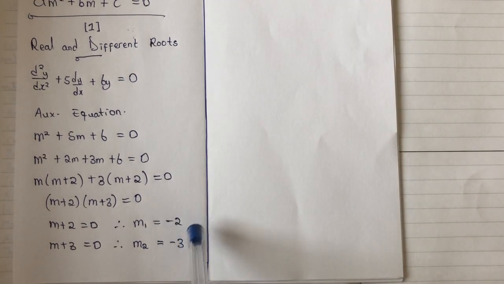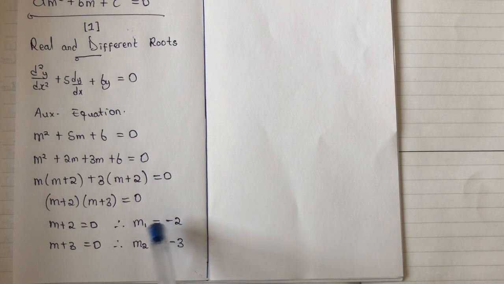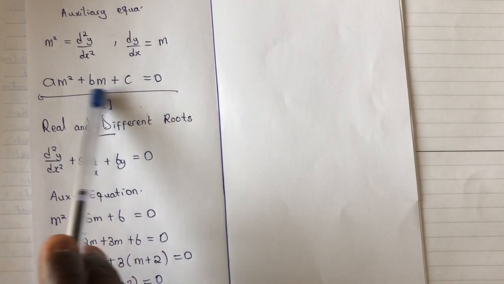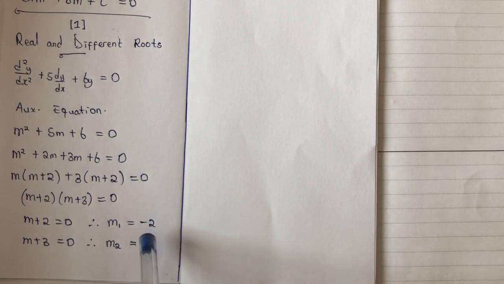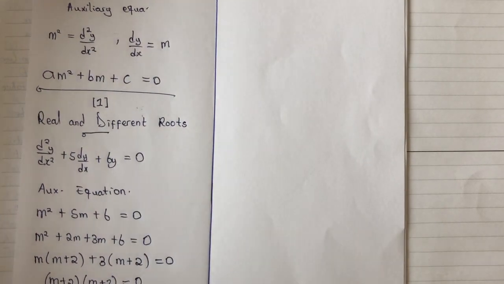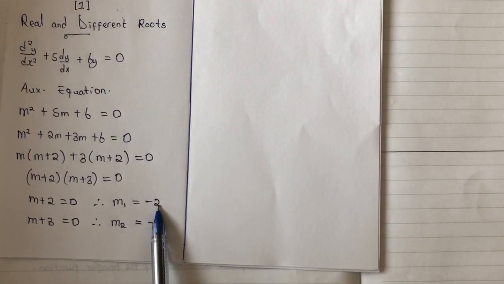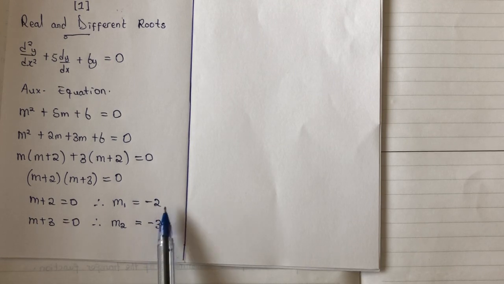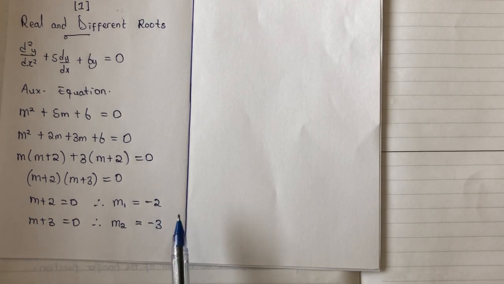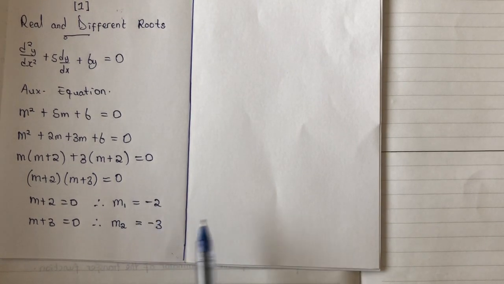Now, when we look at this, these two values are the roots of what? The auxiliary equation. They are two different values, but they are real. So that means we have real and different what? Roots. One is negative 2, one is what? Negative 3. Or one is 2, one is 3. Now, if the roots are real but different, how do we generate the general solution?